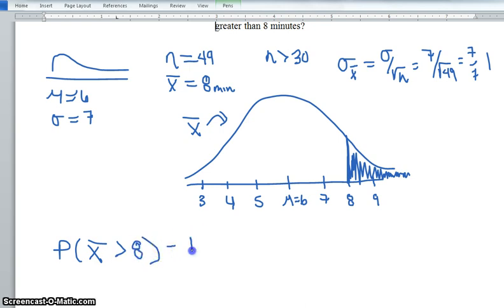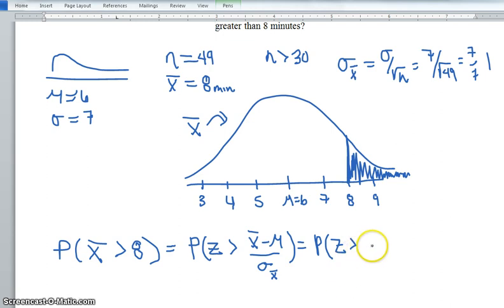This is then equal to, if we standardize it to be a z-score, the probability that z is greater than x bar minus our mean, all divided by the standard deviation of x bar. So when we first learned normal distributions, this is just x minus mu over sigma. Well, now our random variable isn't just x, it's x bar. So now our z-score is x bar minus mu over sigma of x bar. So because we've already calculated this, we know that this is then going to be the probability that a standard normal z-score is then greater than x bar, which we have is 8 minus our mean of 6, all divided by sigma of x bar, which is 1. This ends up being the probability that z is greater than 2.